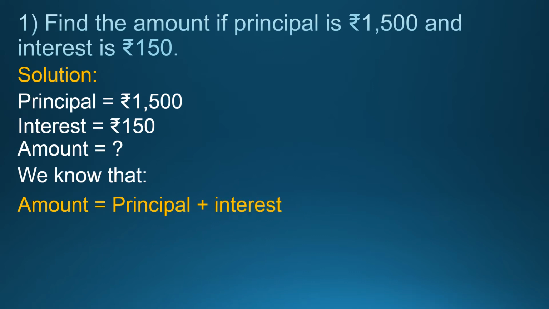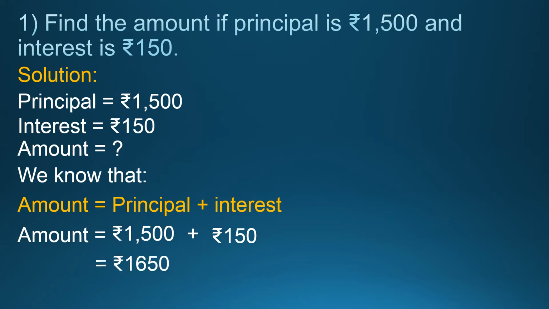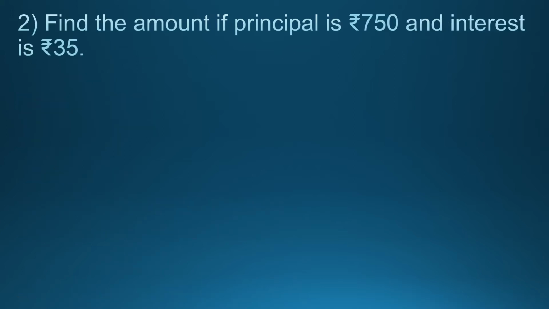Now put the value. Principal is equal to rupees 1500. So write down rupees 1500. Then write the plus symbol as it is. And interest is equal to rupees 150. So write down rupees 150. Now do the addition. We get rupees 1650. So amount is equal to rupees 1650. The next is question number 2.